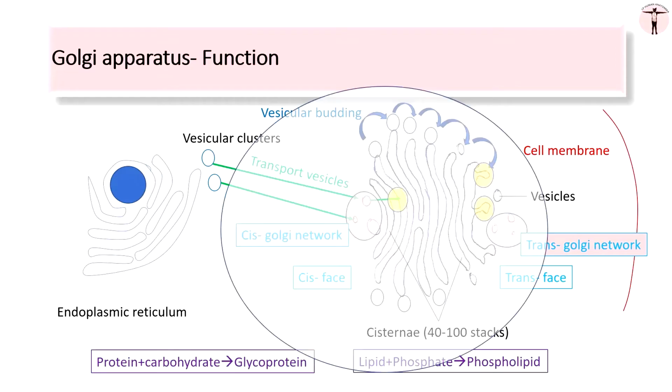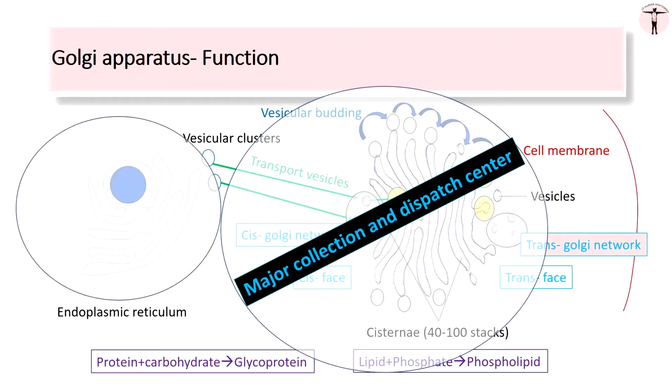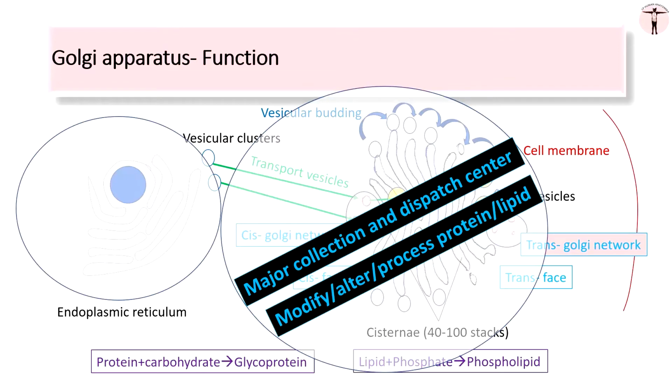The Golgi apparatus acts as a major collection and dispatch station of protein products received from the endoplasmic reticulum. In this respect, the Golgi can be thought of as similar to a post office. The Golgi apparatus modifies or alters or processes proteins and lipids received from the endoplasmic reticulum to create glycoproteins or the phospholipids. These biochemicals leave the Golgi by exocytosis to be delivered to different intracellular or extracellular locations.